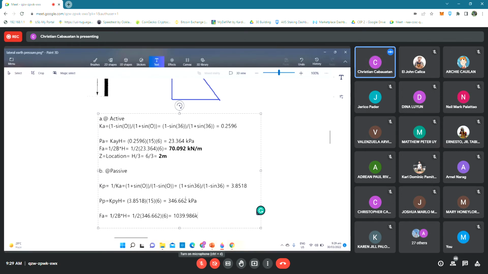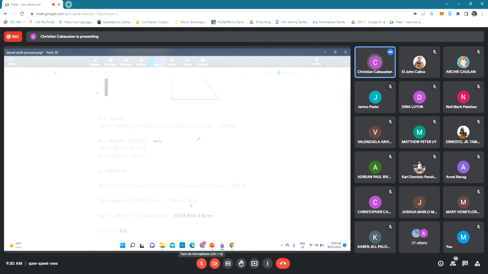In kilonewton per meter. Okay? So again, the location, Z, is equal to H over 3, or equal to 2 meters. Okay? So that's for the active and passive. So yan yung kanyang active and passive state. Okay? So we will move to the second, your fourth problem.